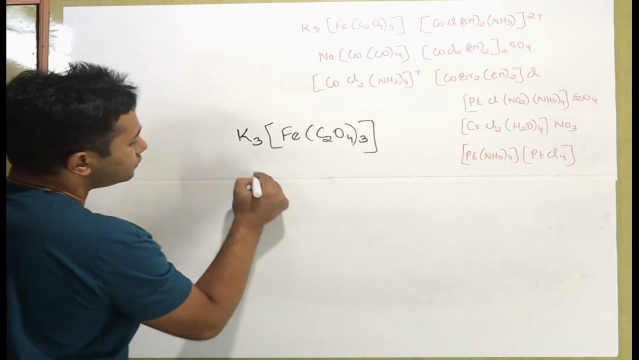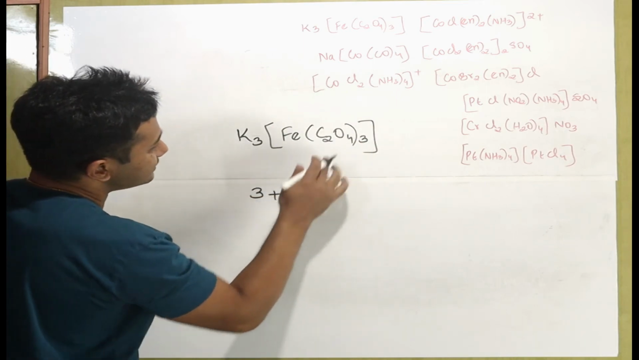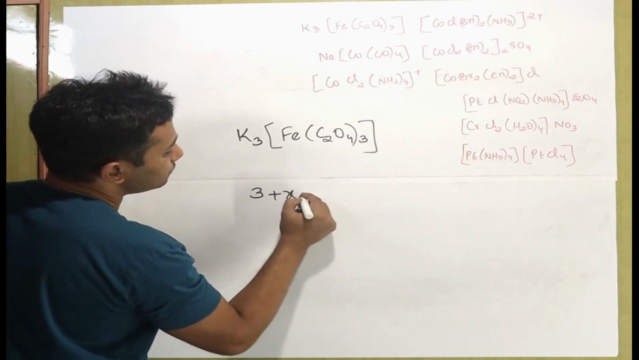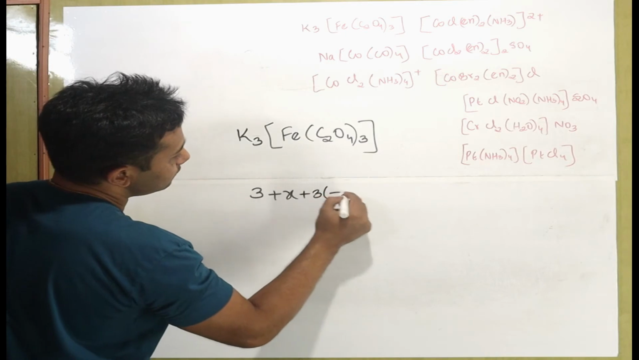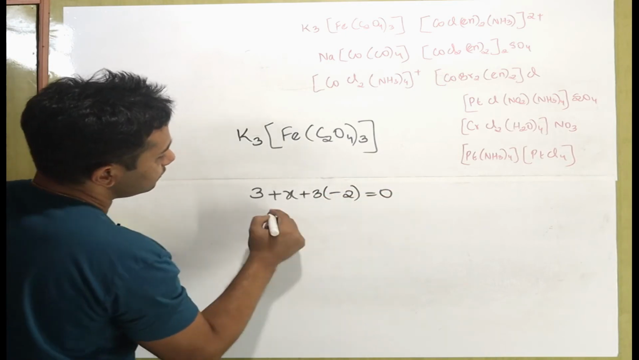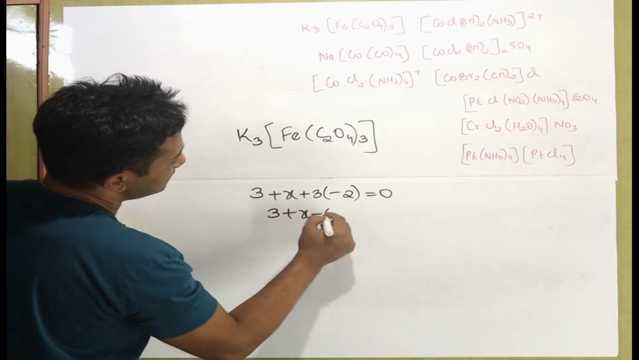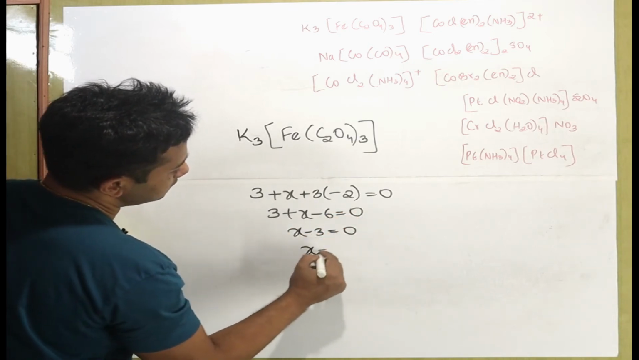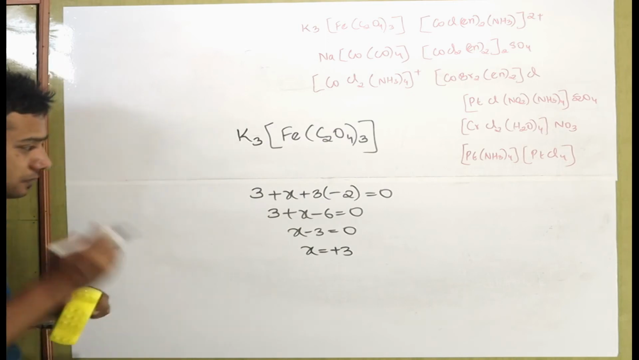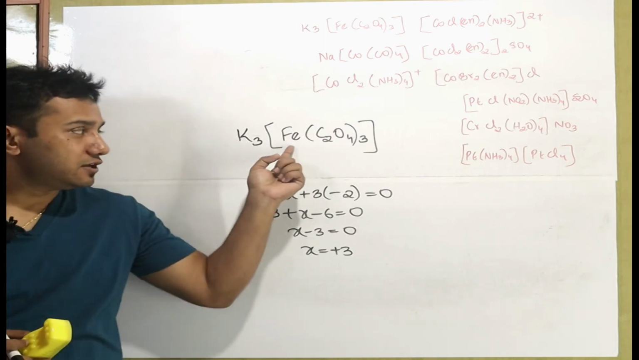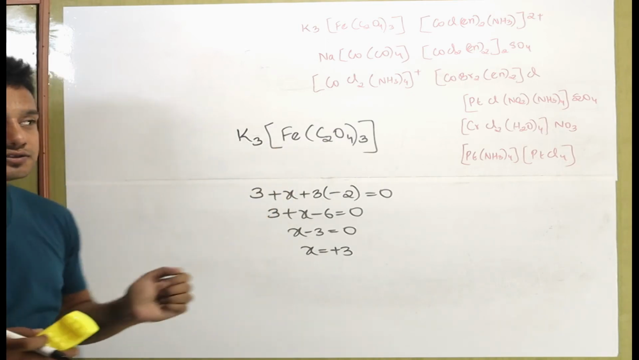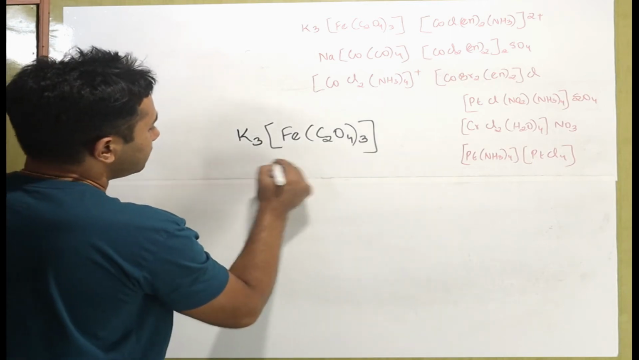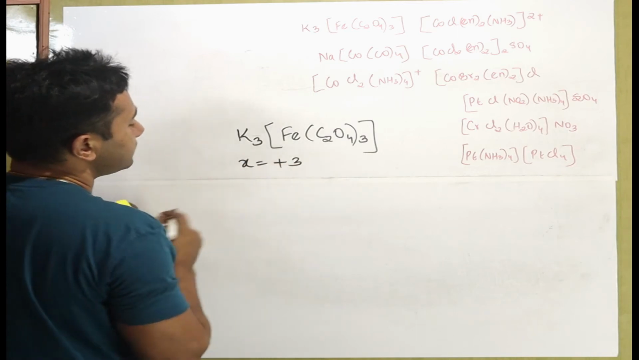So now this is 3 out here, 3 plus X. C2O4 is -2. So we have equals 0. So 3 plus X minus 6 equals 0. X minus 3 equals 0. X is equal to +3. So now the oxidation state of the metal ion is +3. So out here, right, X is equal to +3.